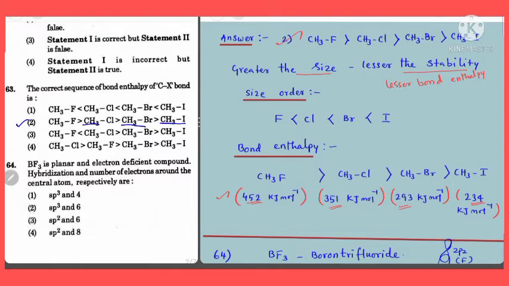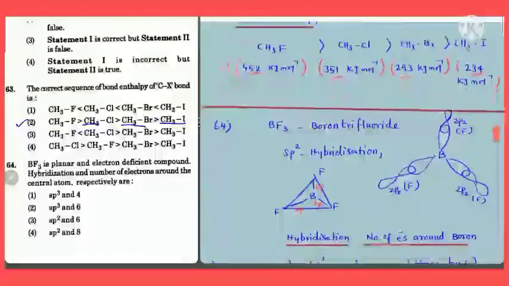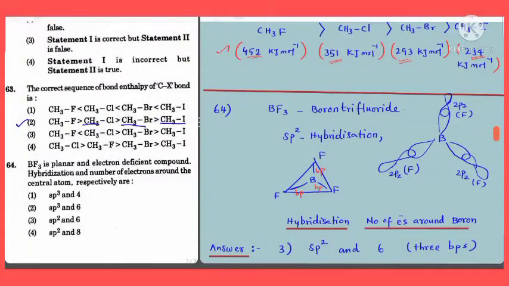Now question number 64. The BF3 molecule is planar. BF3 has a trigonal planar shape, isn't it? And it is an electron deficient compound. We know very well that the boron atom is not surrounded by 8 electrons. It is lacking electrons, so it is an electron deficient compound. Now the question is, what is the nature of hybridization in BF3, and what is the total number of electrons present around the central atom boron?